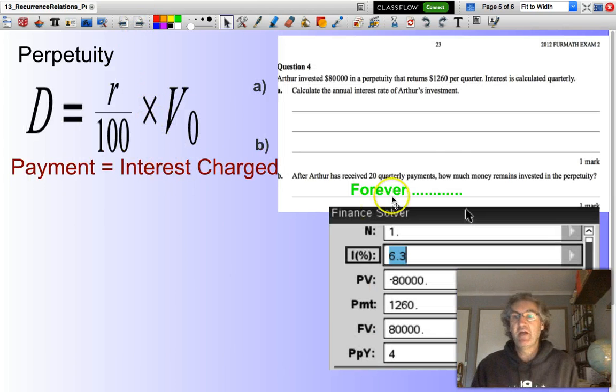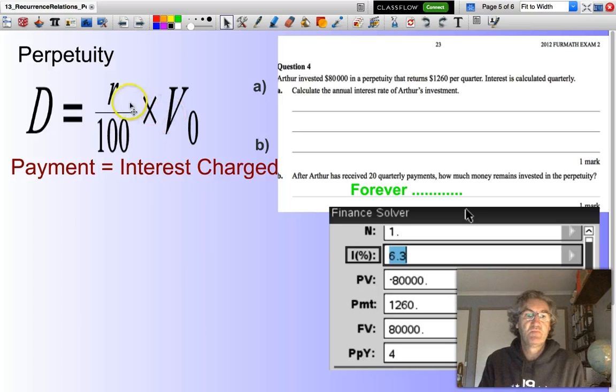Now, let's look at a past paper question. The year is 2012, Further Maths, exam 2. Arthur invests $80,000 in a perpetuity that returns $1,260 per quarter. Interest is calculated quarterly. Calculate the annual interest rate of Arthur's investment.